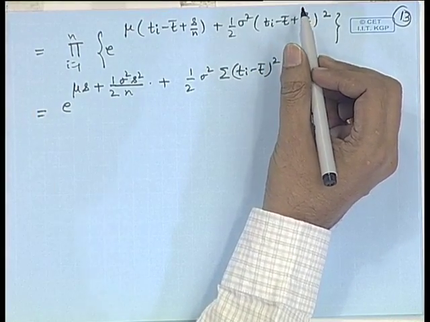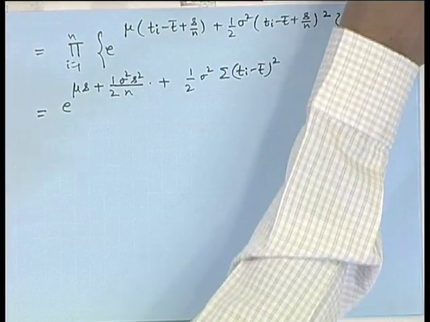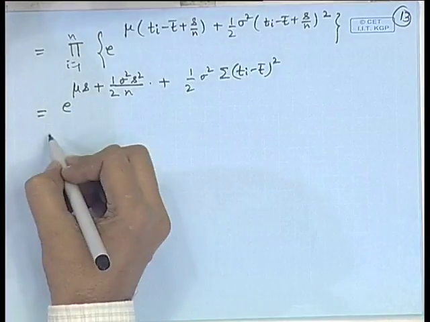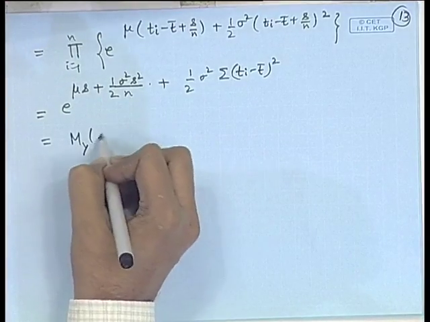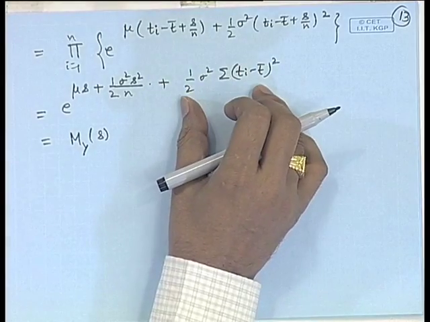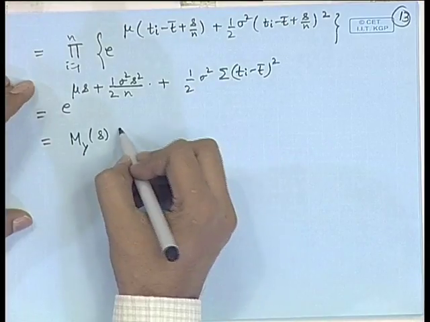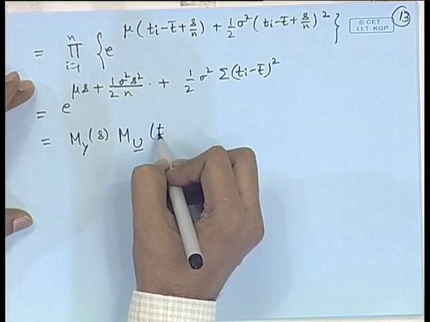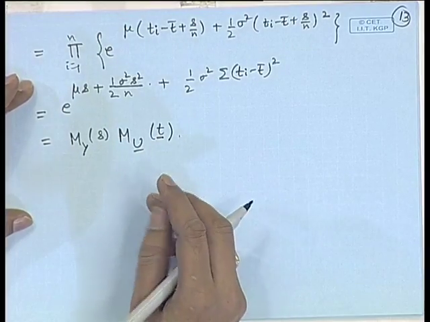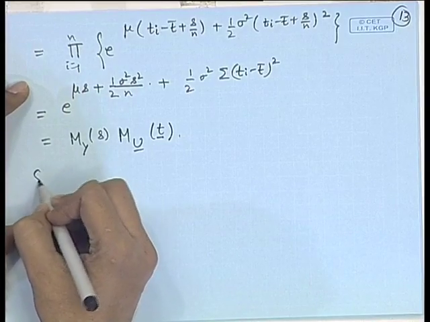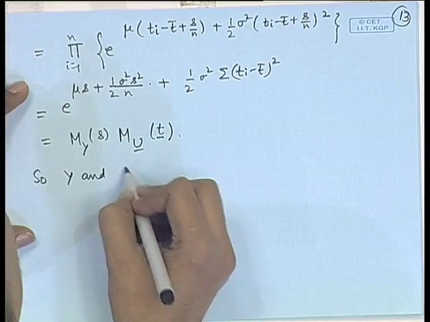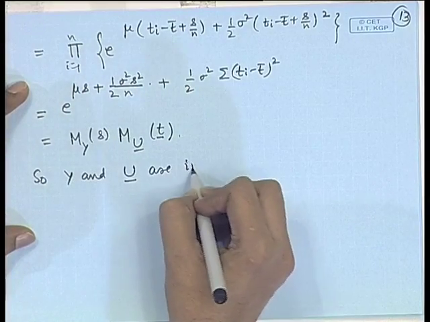So, if we utilize relation 1, the first term here is nothing but the MGF of y at the point s, and the second term from equation number 2 is M_u(t). So, we have proved that the joint MGF of y and u is equal to the product of the MGFs of y and u respectively. So, y and u are independent.